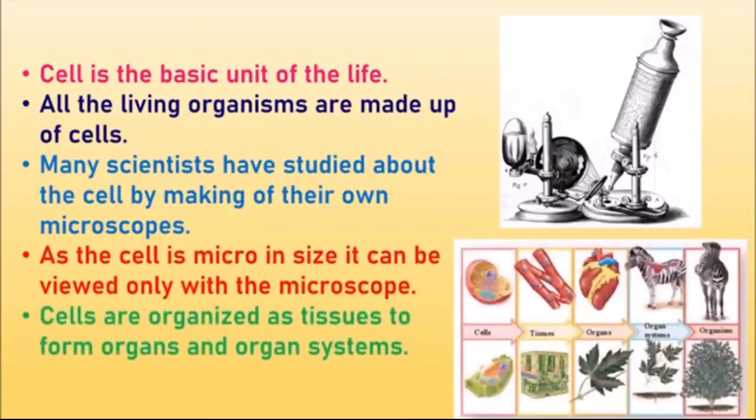Cells are organized as tissues. That means different cells together form tissues. Different types of tissues together form the organs. The organs are organized into the organ systems, which together form an organism. This is how life is organized from cells to organism.